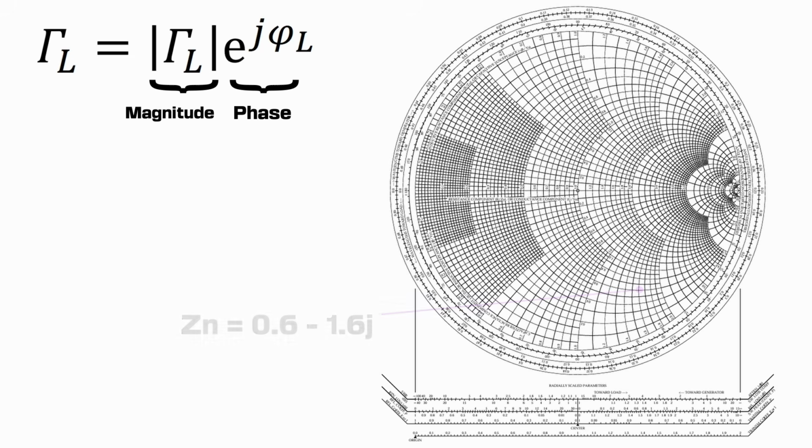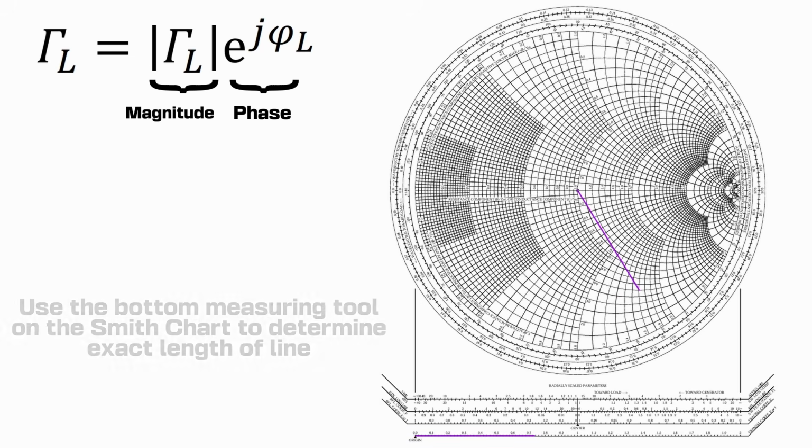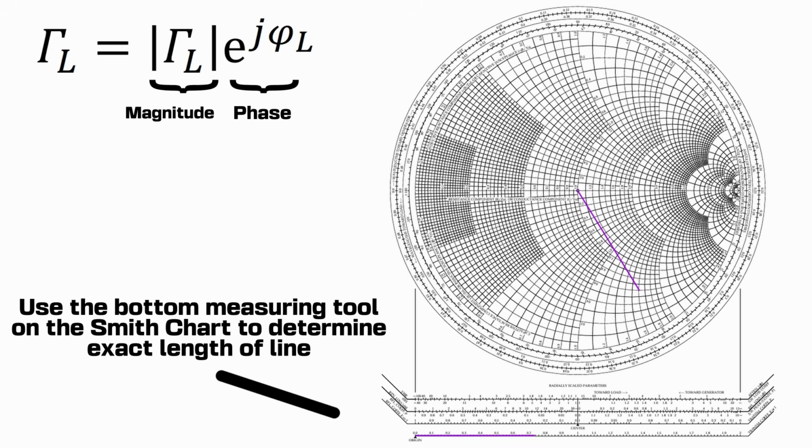If you use a straight edge, you can draw a line from the prime center to our normalized impedance. The length of this line is equivalent to the magnitude of our reflection coefficient. Remember that the Smith chart is just another plot of the reflection coefficient in the complex plane, and that the grid of circles just represent the real and imaginary parts of the impedance corresponding to the reflection coefficient.